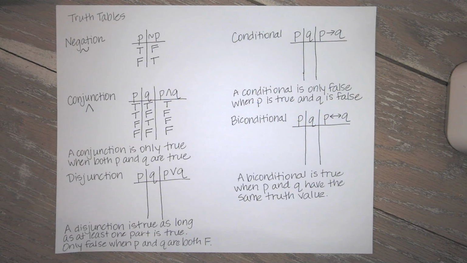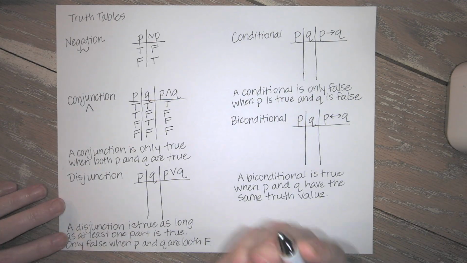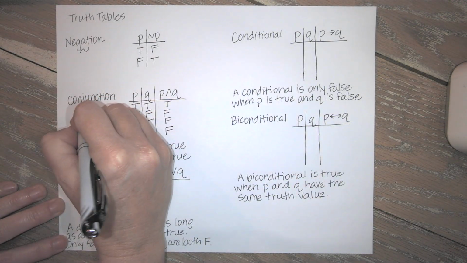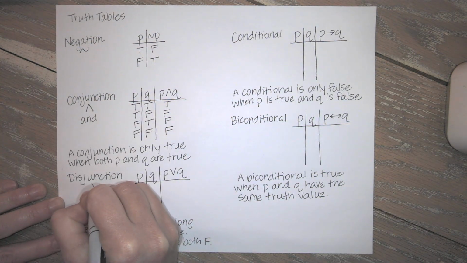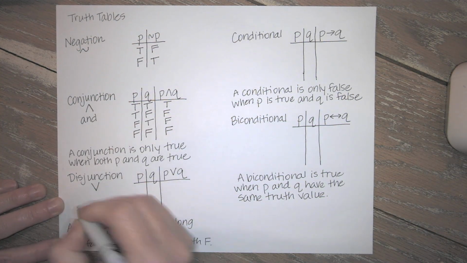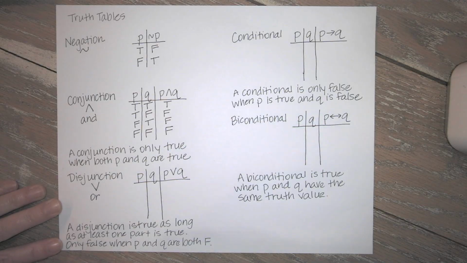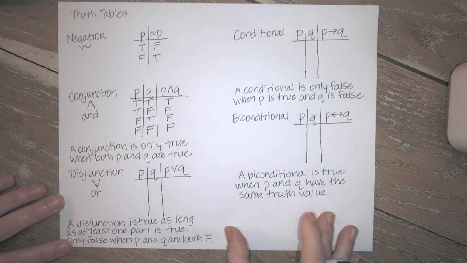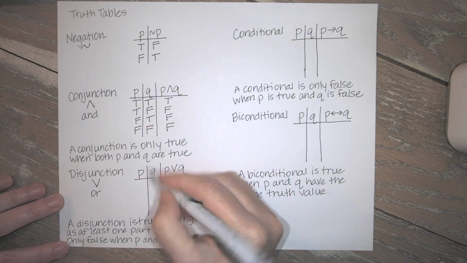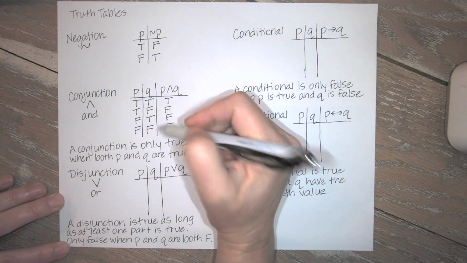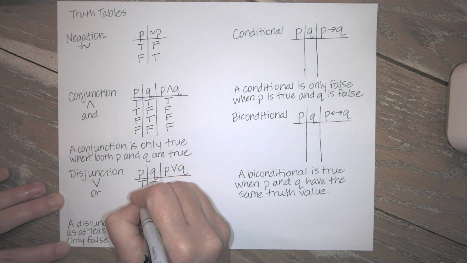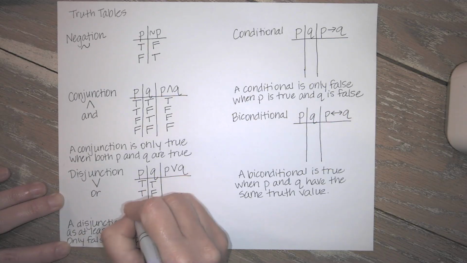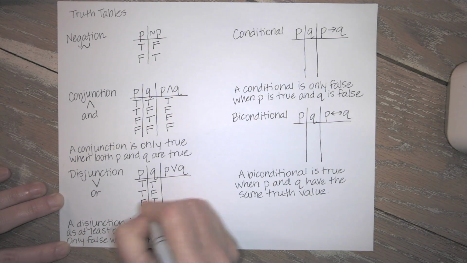All right, then we have a disjunction, which is an or statement. I'm going to go ahead and write that this is and. Okay, a disjunction, the symbol is this, and this is an or statement. Again, for P and Q, you have these same four possibilities for truth values. They could both be true, true then false, false then true, or both false.